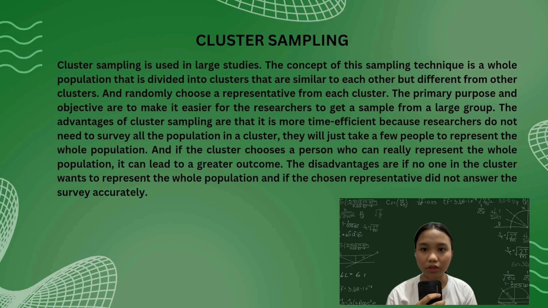The advantages of cluster sampling are that it is more time efficient because researchers do not need to survey all the population in a cluster. They will just take a few people to represent the whole population, and if the cluster chooses a person who can really represent the whole population, it can lead to a greater outcome. The disadvantages are if no one in the cluster wants to represent the whole population, and if the chosen representative did not answer the survey accurately.